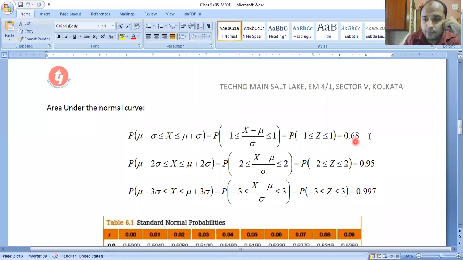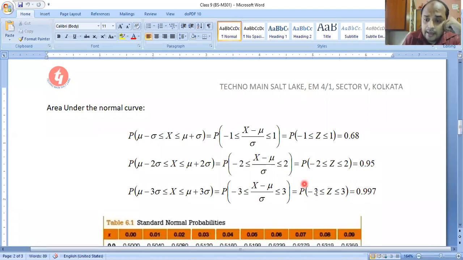So actually 0.68 gives the area in terms of the standard normal variate. We can say that 0.68 means the standard normal variate will lie between minus 1 and plus 1. Similarly, 0.95 represents the area when the standard normal variable lies between minus 2 and plus 2. And 0.997 is the area when the standard normal variate lies between minus 3 and plus 3. So all these areas represented in the diagram have been converted with respect to the standard normal variate.